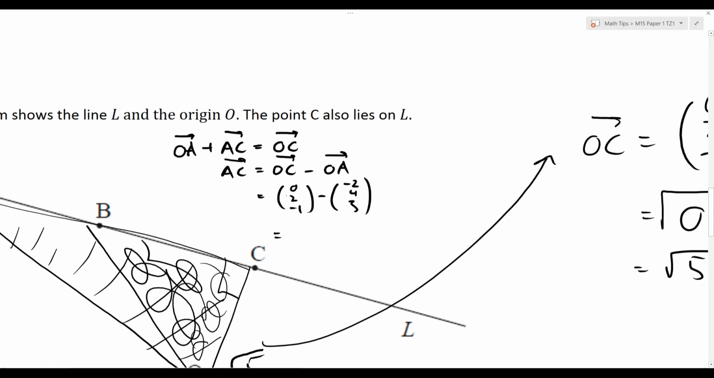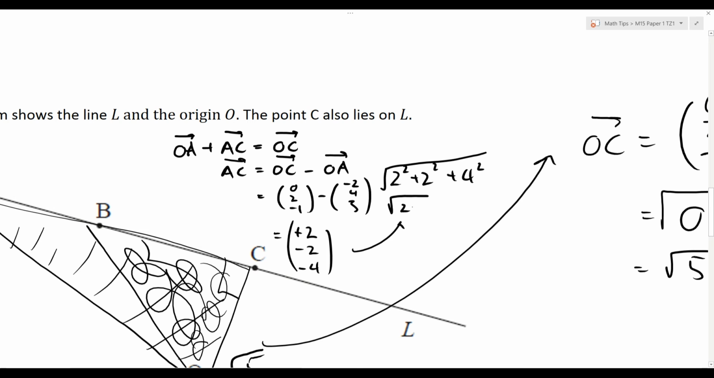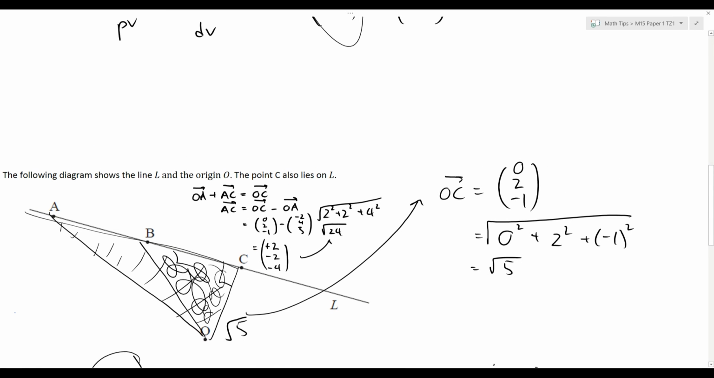Okay, so 0 minus 2 is minus 2. 2 minus 4 is minus 2. Actually, 0 minus minus 2 is positive 2. Minus 1 minus 3 is minus 4. And to find the magnitude, we again go for 2 squared plus 2 squared plus 4 squared. So 4, 4, 16, root. So this will be root 24. So we know that AB is root 24.